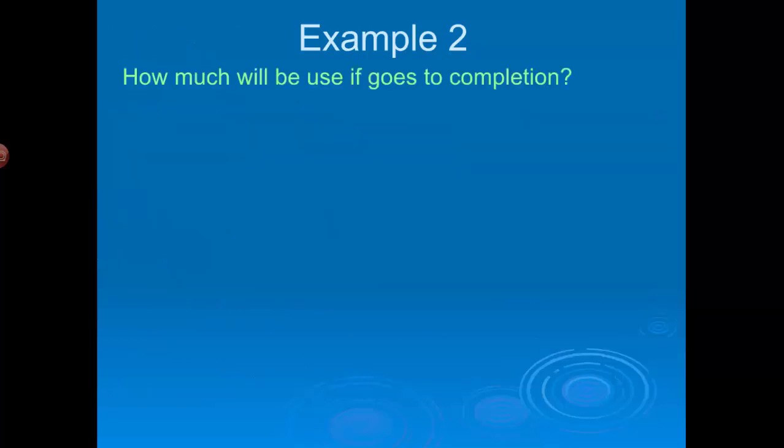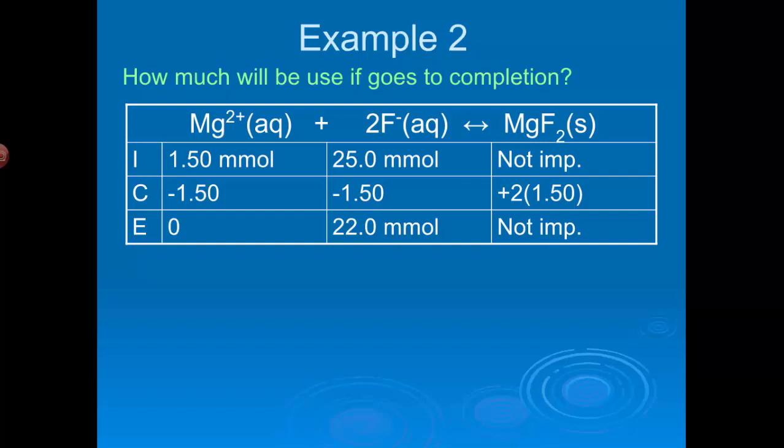All right, so first let's figure out how much of it goes to completion. We started with 1.50 millimoles. Remember, molarity times volume equals the number of moles. If volume is in milliliters, then you get millimoles instead. So we have 1.50 millimoles of the magnesium ion. We have 25 millimoles of fluoride ion. We don't care how much of the MgF2 we're producing here. What we're interested in is how much of this is going to actually combine.